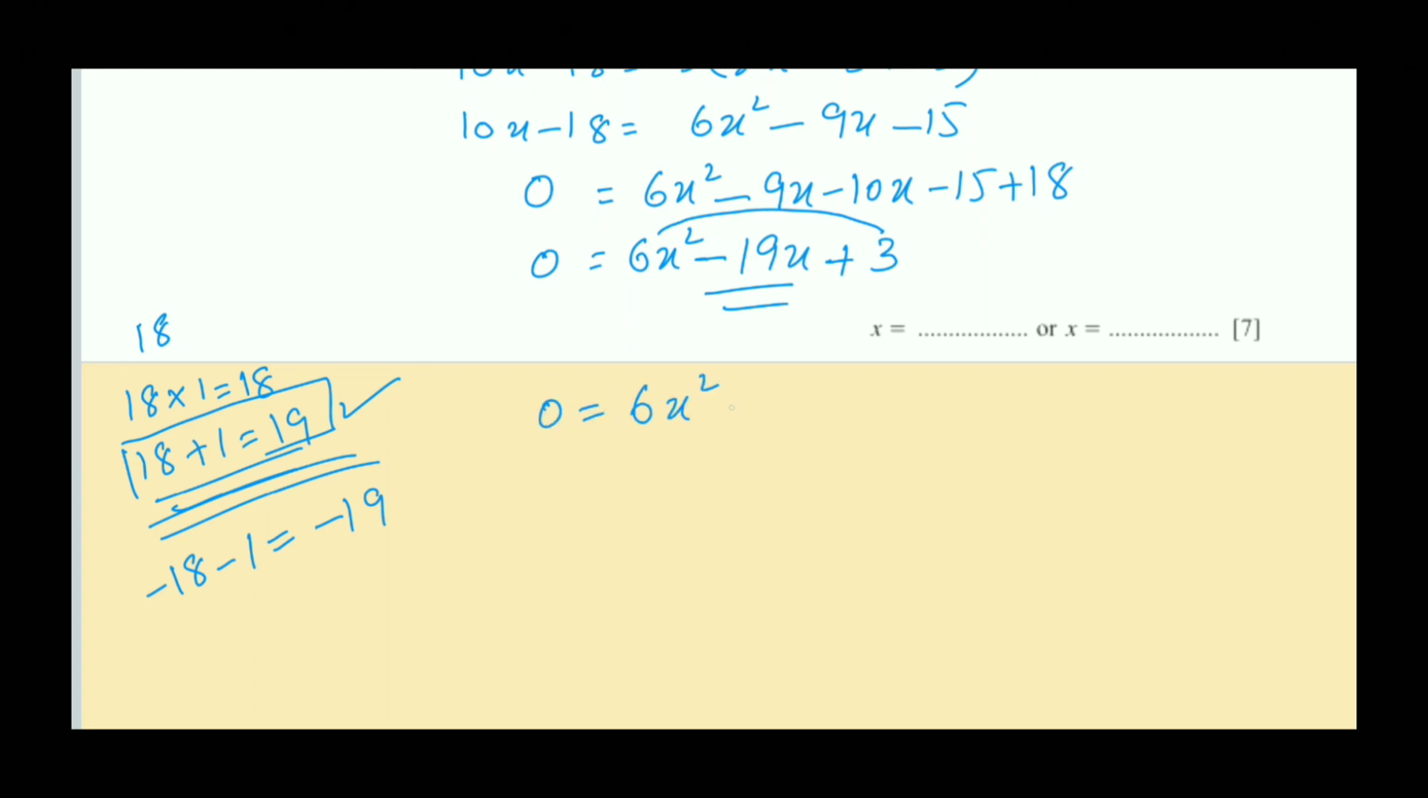6x square, in place of minus 19 you will write minus 18x. Minus 1x will be written as minus x, and 3 will be as it is. In place of minus 19 you have to write these. You have selected minus 18 and minus 1 factors as the middle term breaking. So minus 18 minus 1 means minus 18x and minus 1x.